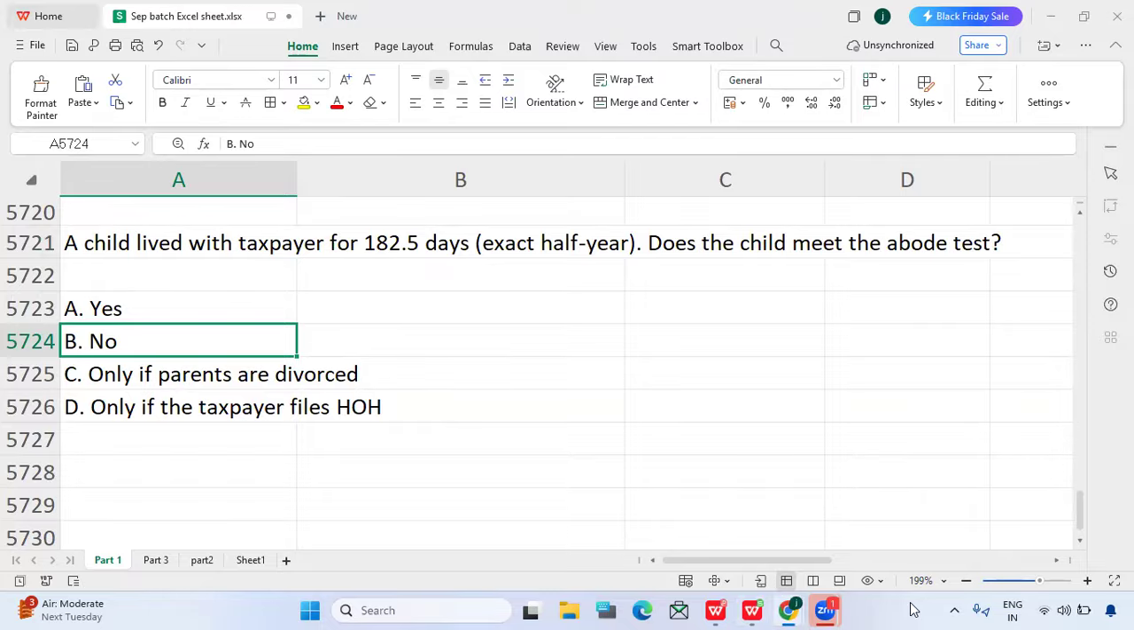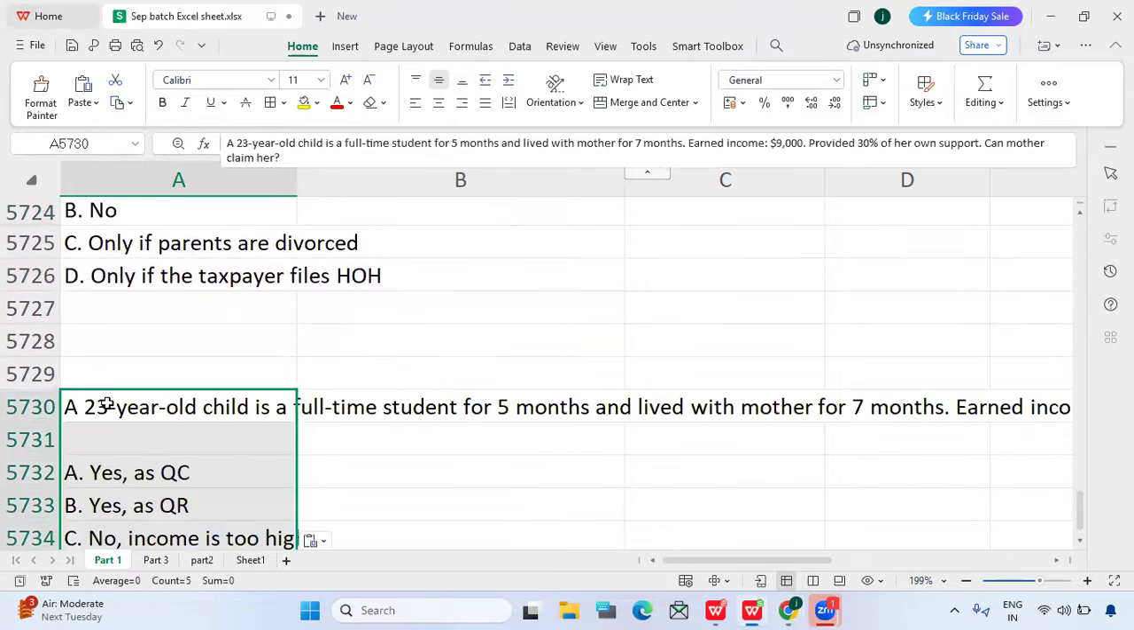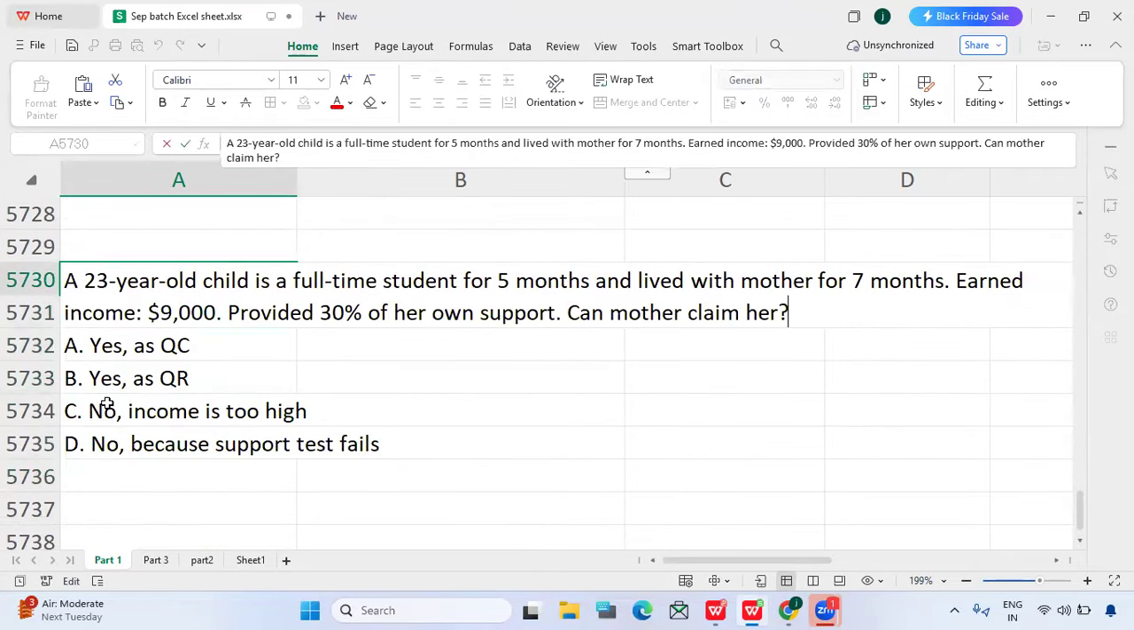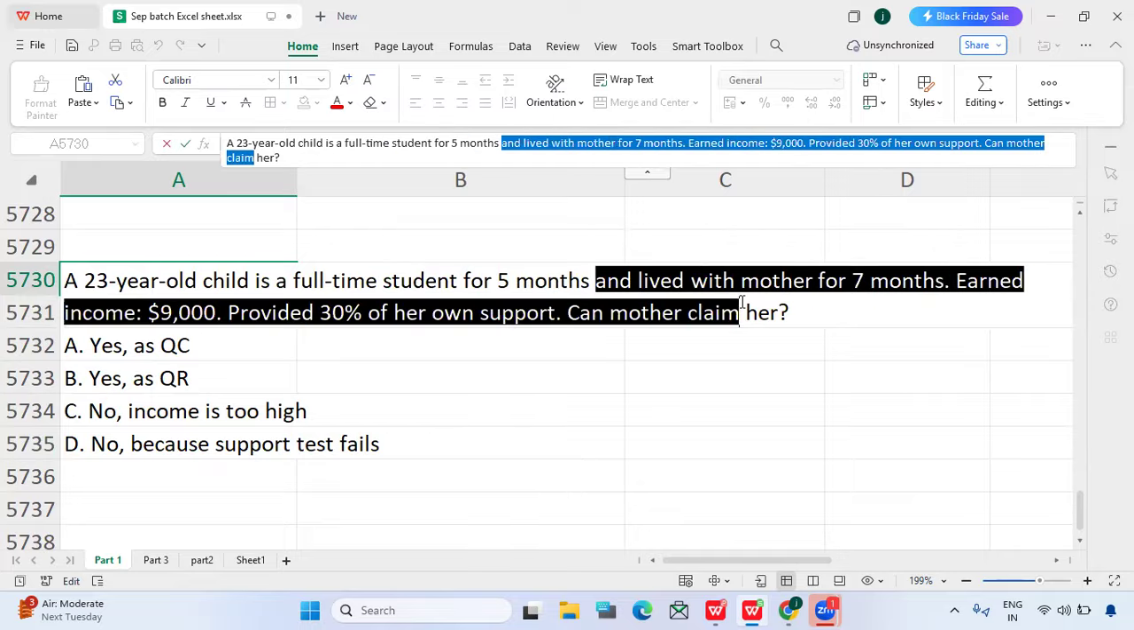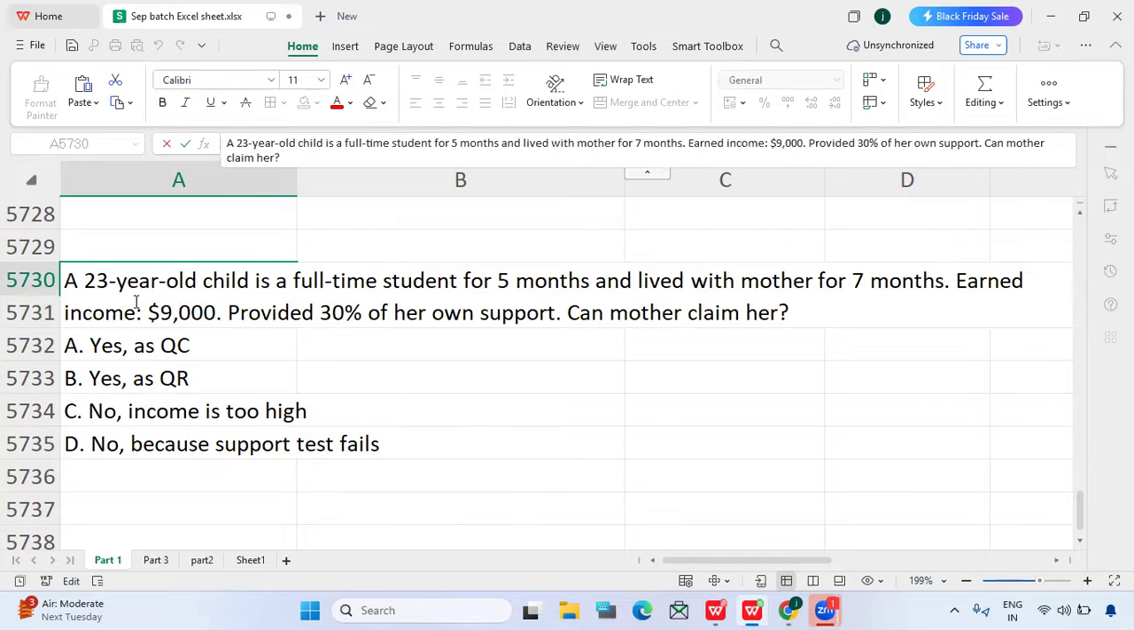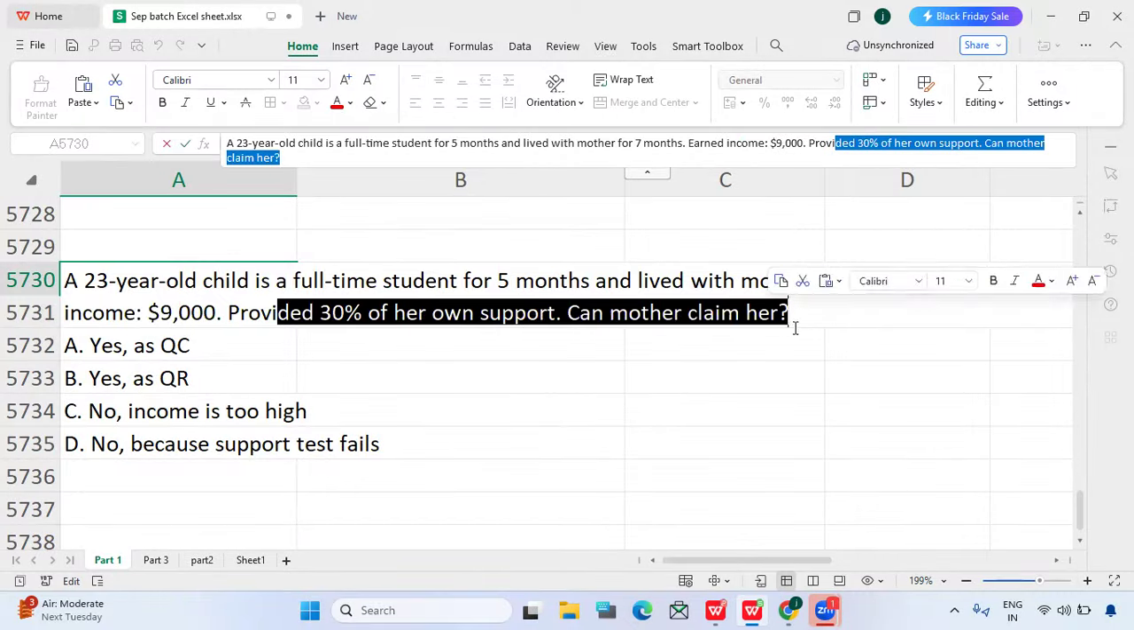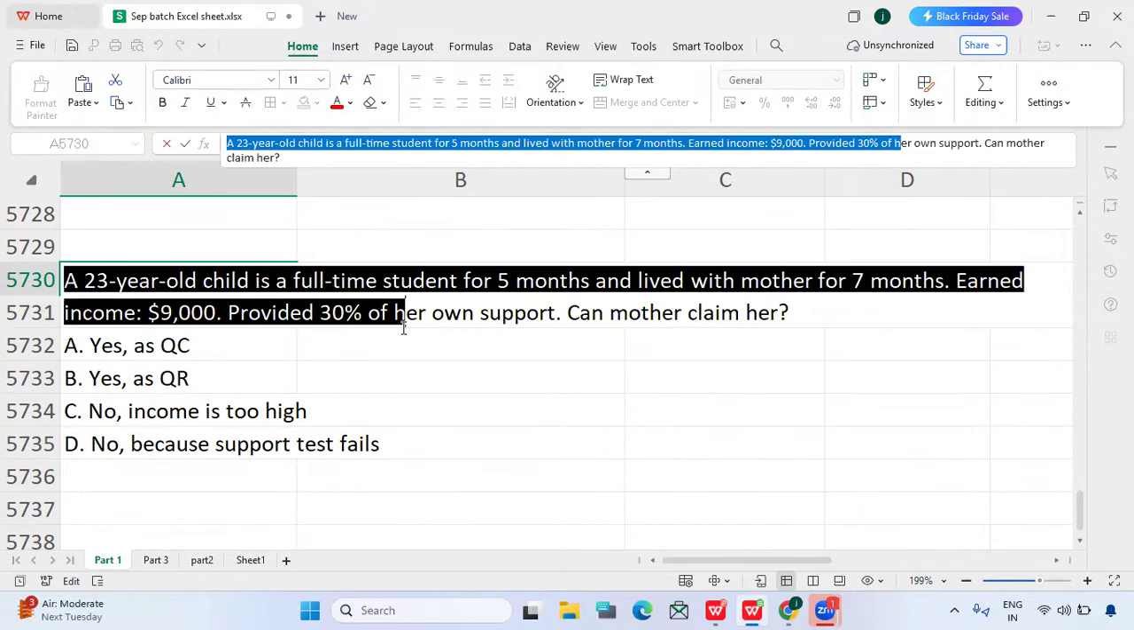Next question for you. A 23-year-old child is a full-time student for 5 months. They do give 5 months definitely, but if they are not giving it, make sure to remember these 5 months. She lived with her mother for 7 months, earned income of 9,000, and provided 30% of her own support. Can the mother claim her? So now tell me the answer.